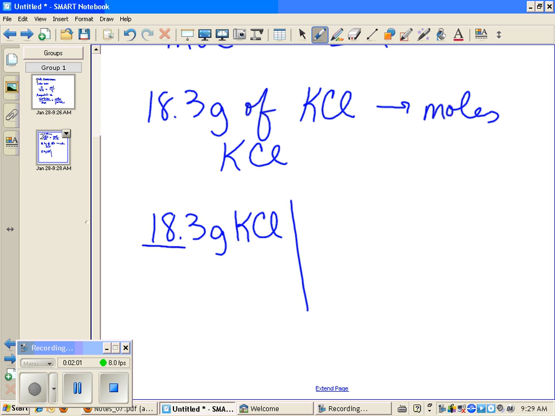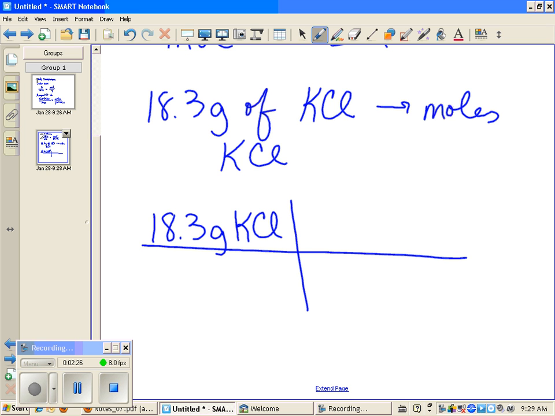All right. Now, I told you a while ago, and if you didn't get this down, you need to make sure you get this down. Anytime I have grams in the problem, I'm going to use molar mass. All right. So I'm going to look up from the periodic table the mass of KCl. K is 39, chlorine is 35.5. That comes out to be a mass of 74.5.